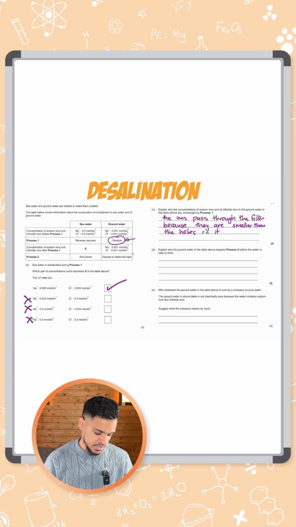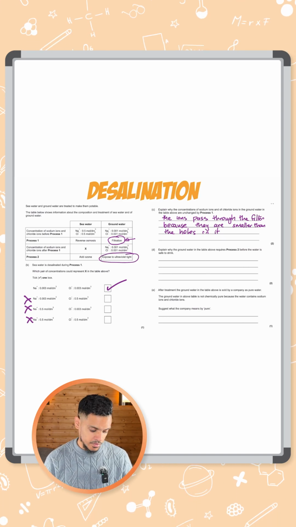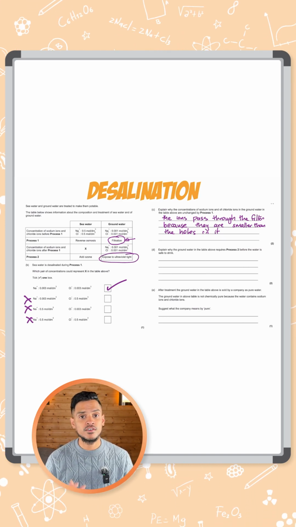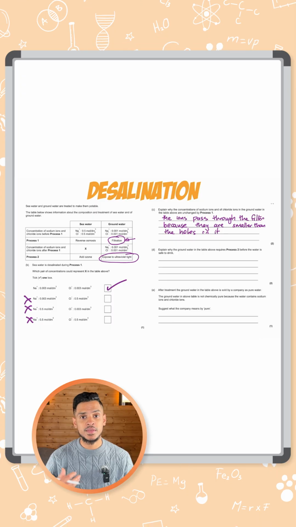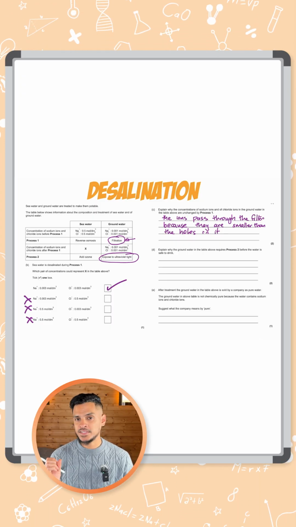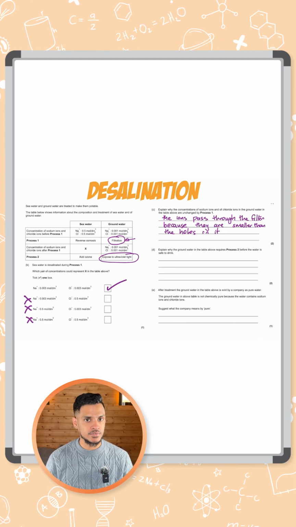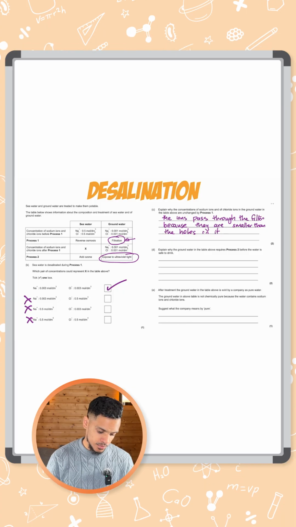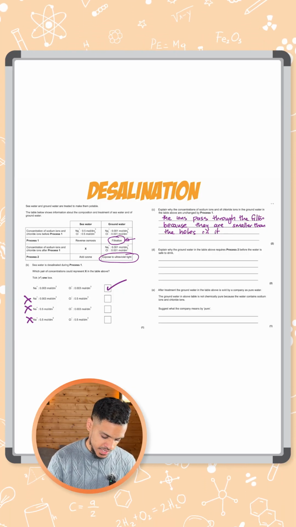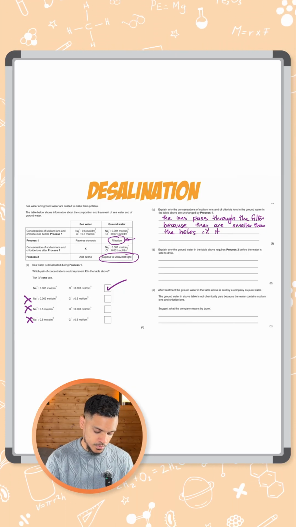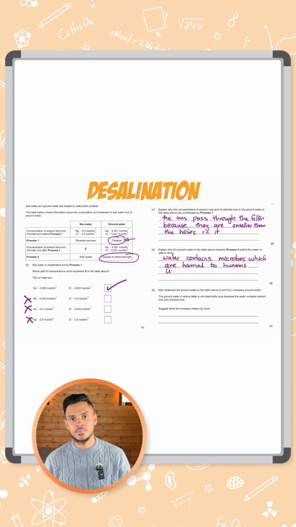So groundwater needs exposure to ultraviolet light. The reason for that is because it contains a lot of microbes, a lot of microorganisms that can make people feel ill if they drink it. You need to basically kill those before it's safe to drink. So the ultraviolet light can kill the microbes. So we can say the water contains microbes which are harmful to humans. UV light kills the microbes.